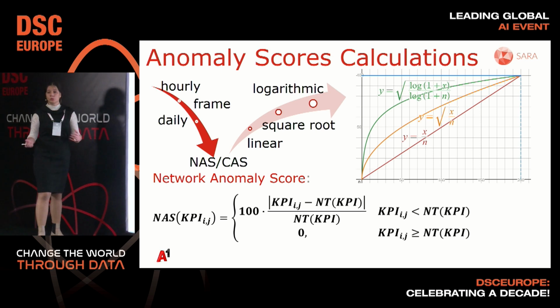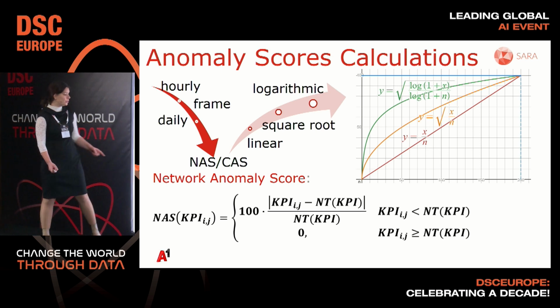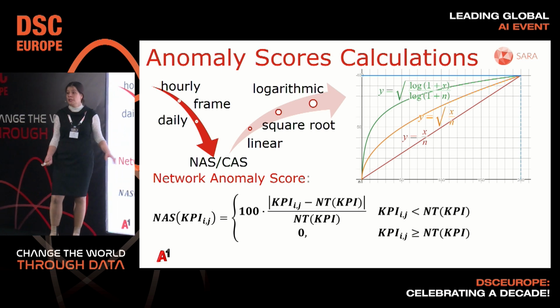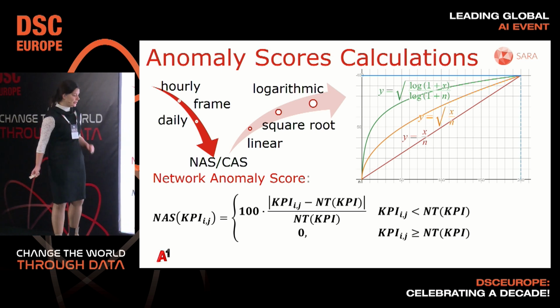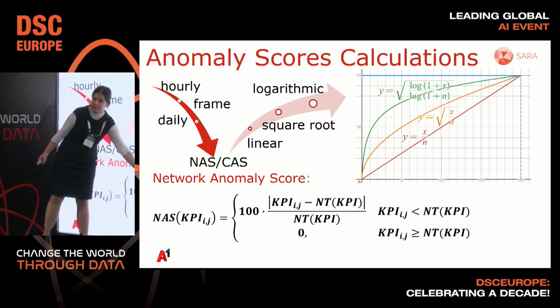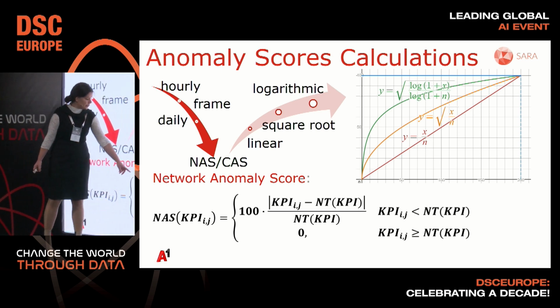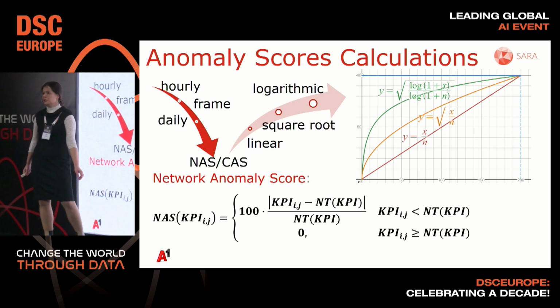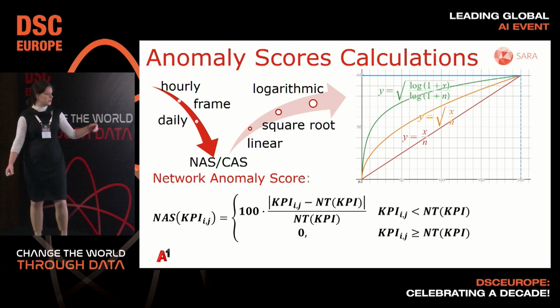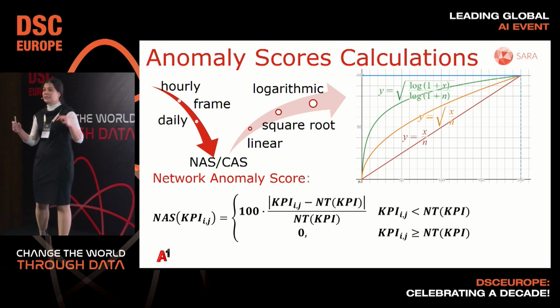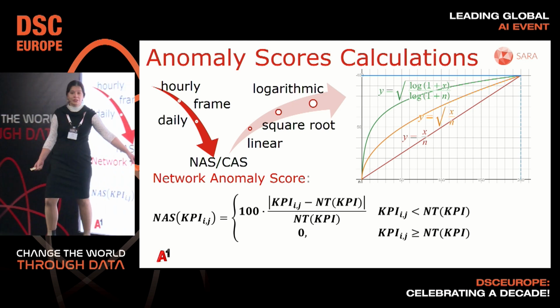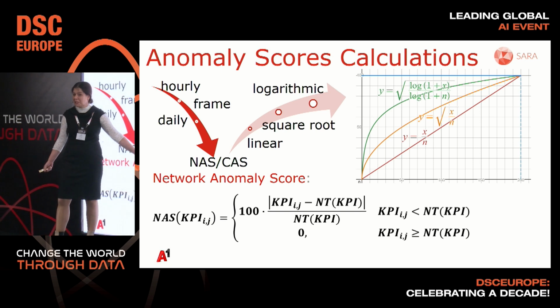If we want to think not about success rate KPIs, but about drop rate KPIs, we will change the denominator with 100 minus network threshold. If we don't want to deal with network thresholds, we want to deal with cell thresholds, we will change this network threshold to cell threshold.